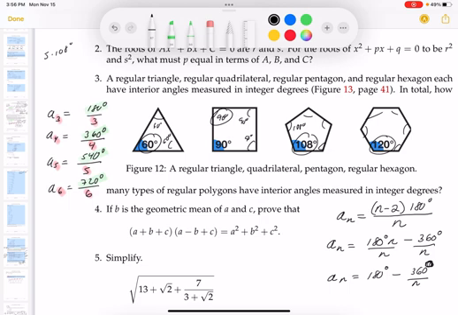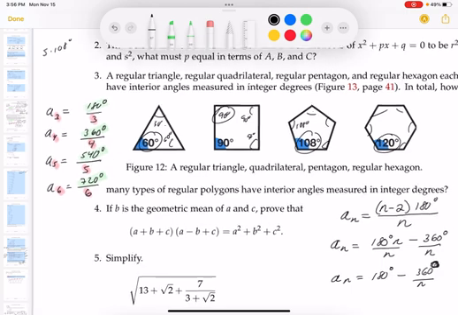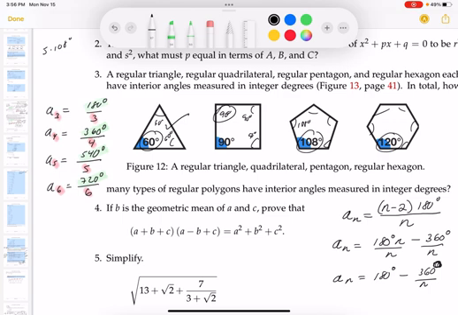All right, let's make sure I don't do any mistakes here. Well, let's see. Let's just check it out. If N is 3, what would you get? 180 minus 120, which is 60. Now, if N is 4, what would you get? You get 180 minus 90, which is 90 degrees. That's good. Now, let's say N is 5. That's more difficult, isn't it? So let's just see if we get the right answer.